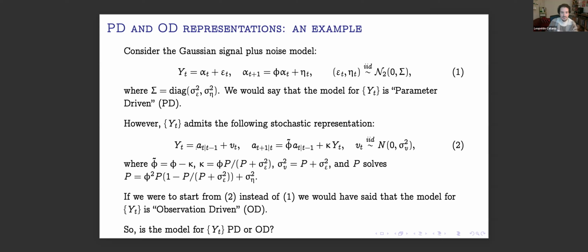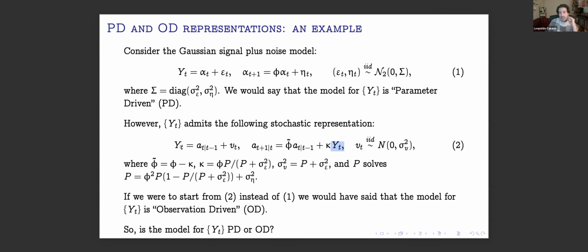The idea is that now the variable of interest is this a_{t|t-1}. And this one is now defined as an infinite combination of past y. And so in this second equation, y_t is an observation-driven model.